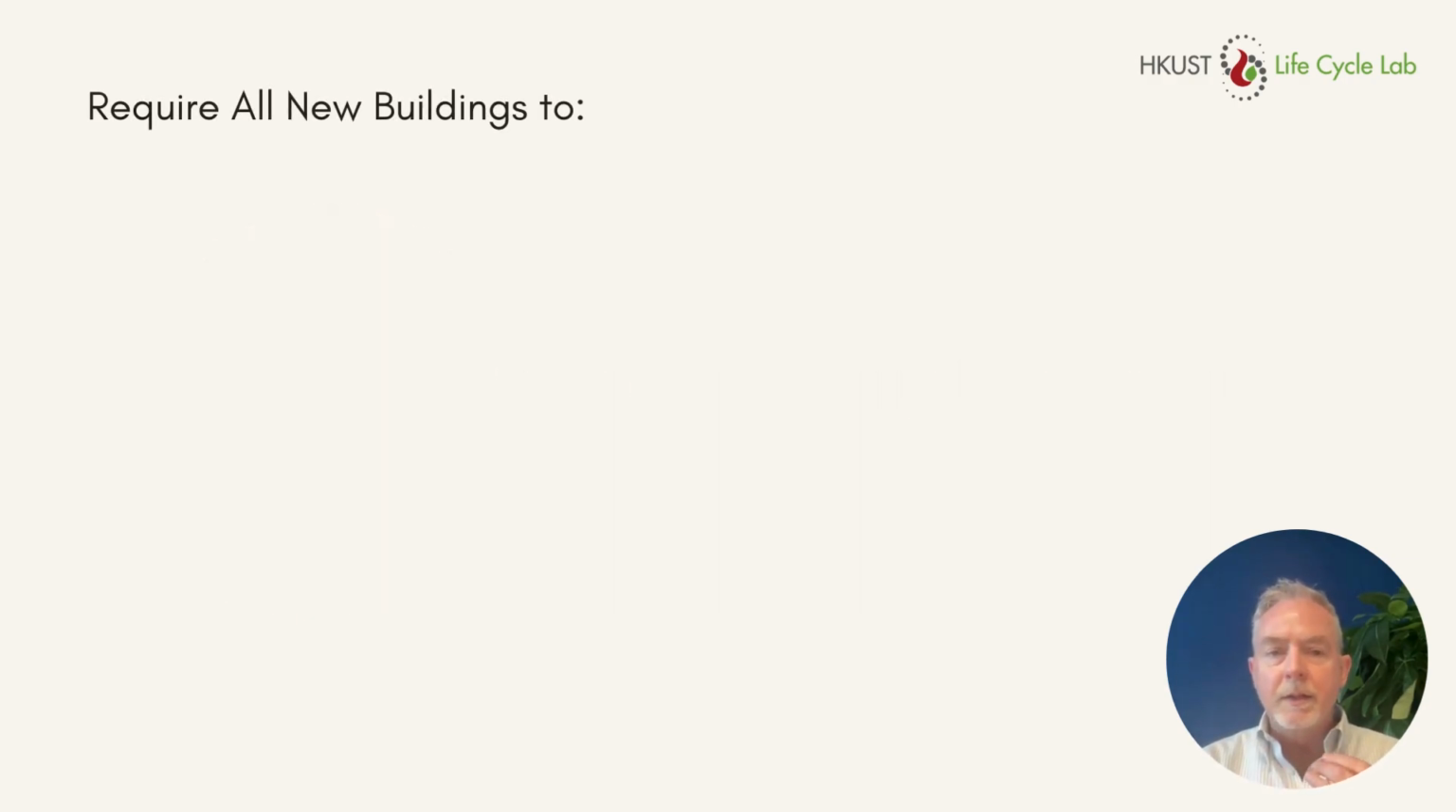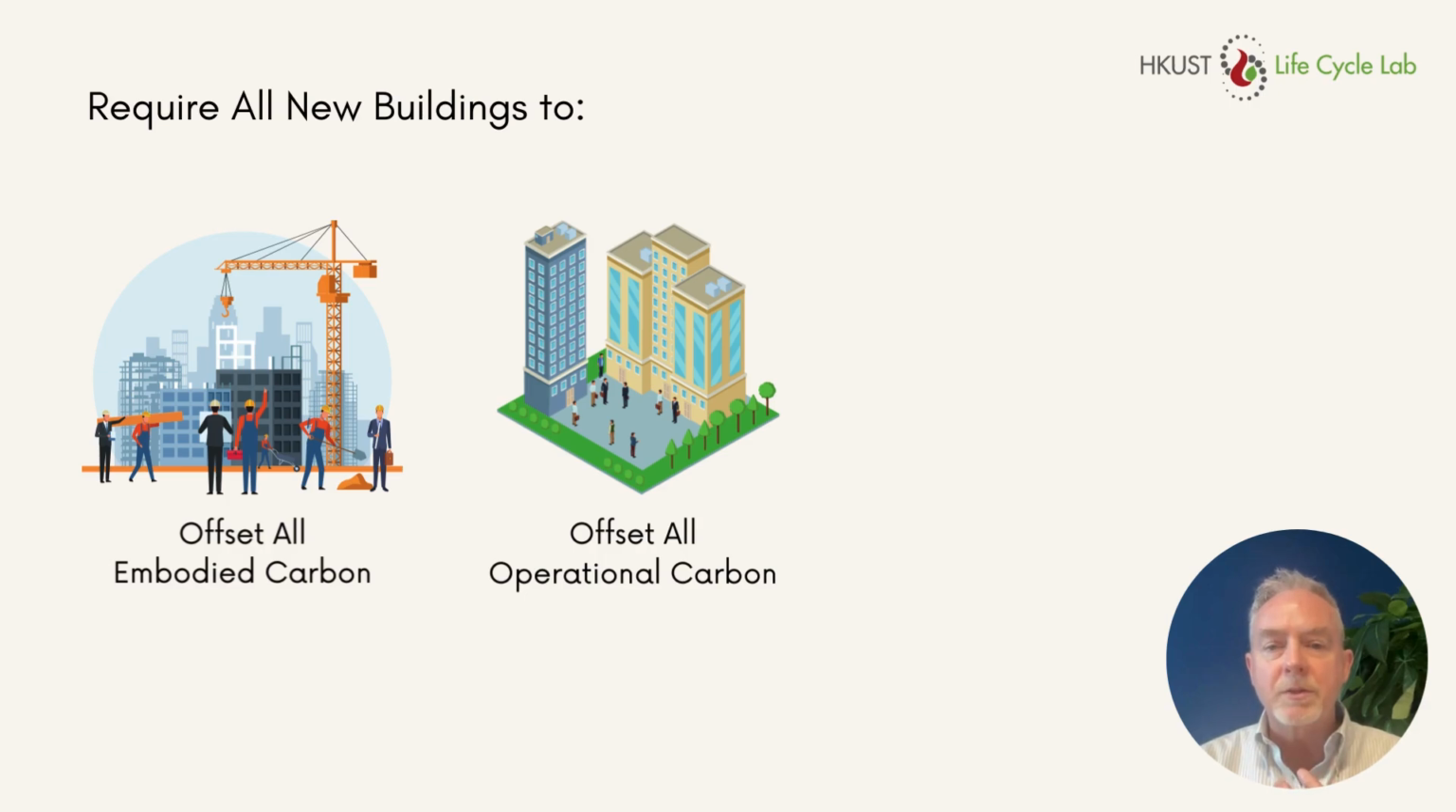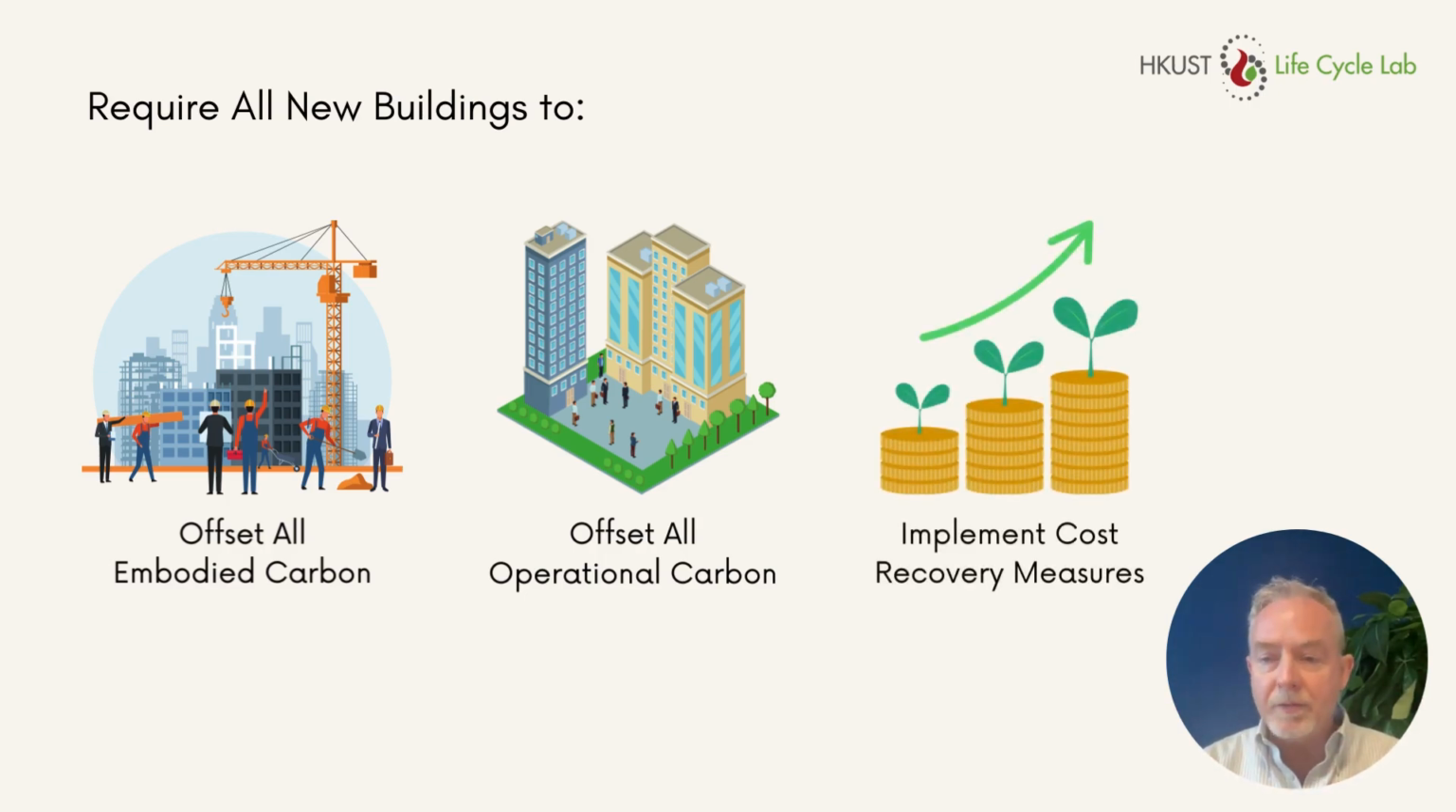Number one, we need to offset all embodied carbon from the design and construction process. Number two, we need to offset all operational carbon emissions from the operations of the building over time. And number three, in order to pay for this, we need to implement cost recovery measures to ensure that carbon offset costs are fully funded. And this will be through building integrated renewables or through the service fees for building occupants. So let's take a look at these.